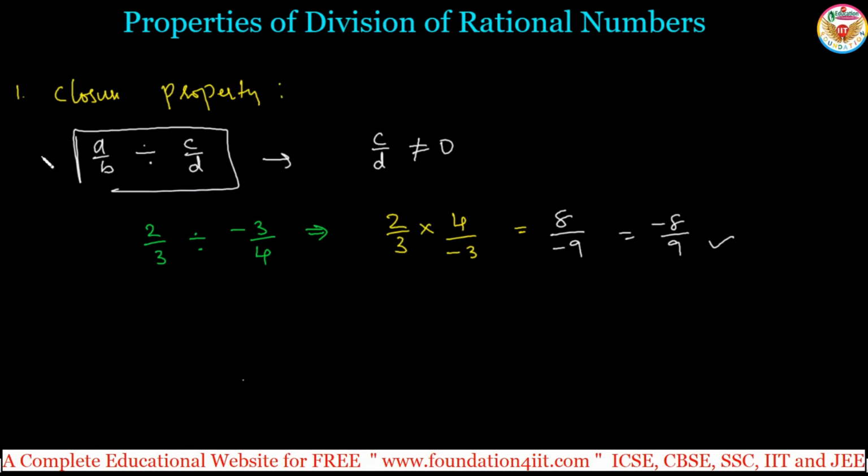If it is 0, what will happen? Same, 2 by 3 divided by 0. So this is undefined.